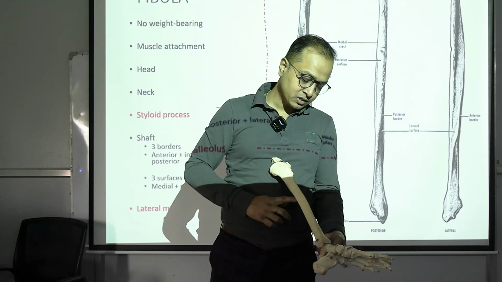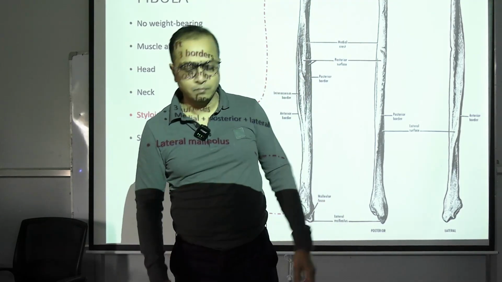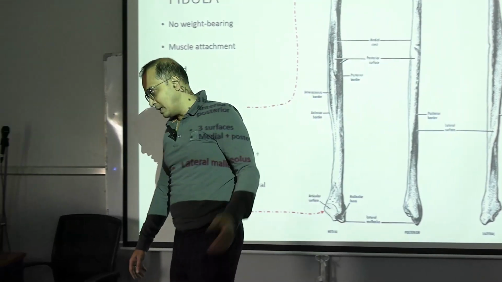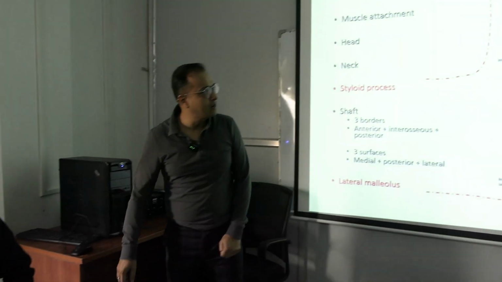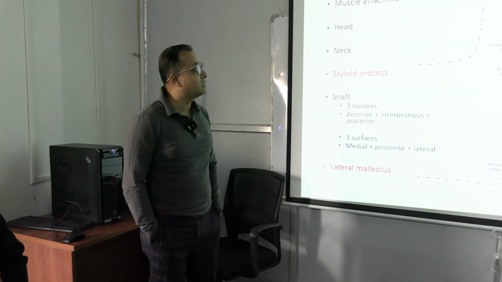Medial to that, we have another sharp border, the interosseous border, and then we are left with one border, which will be the posterior border, placed on the back side. Posterior surface, medial surface, and lateral surface, we will be identifying properly. So, this is the thing we will be identifying.